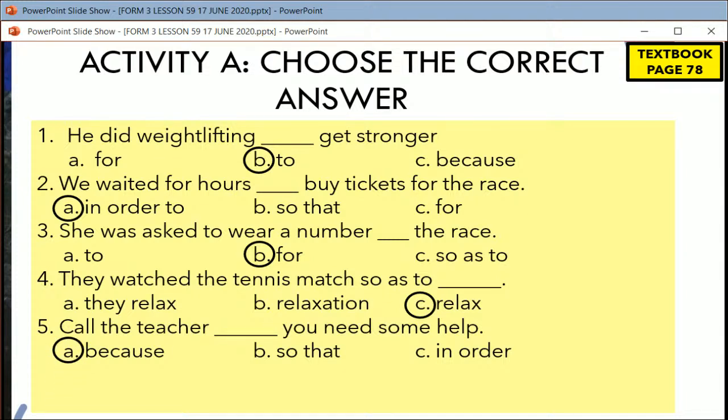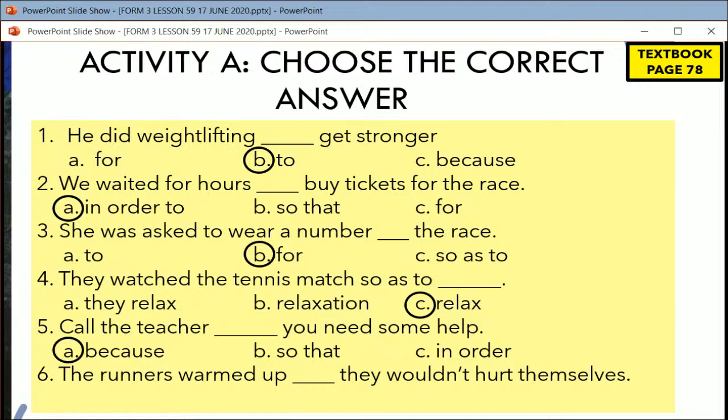Okay? How can call the teacher so that you need some help? You can't say that. Call the teacher if you need some help. Call the teacher because you need some help. Call the teacher so that you need some help. It doesn't really make sense. Okay? Right? Number 6. The runners warm up, they wouldn't hurt themselves. What would you think the best word would go there without looking at the options?